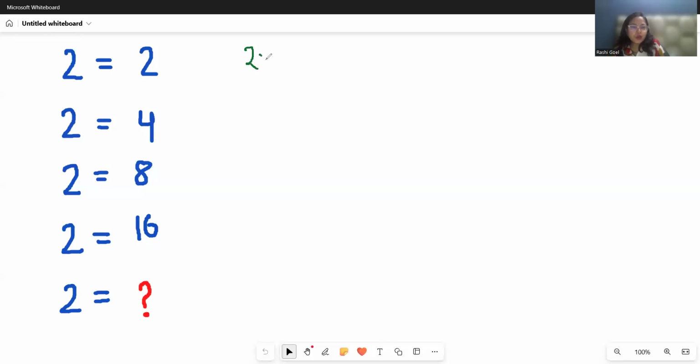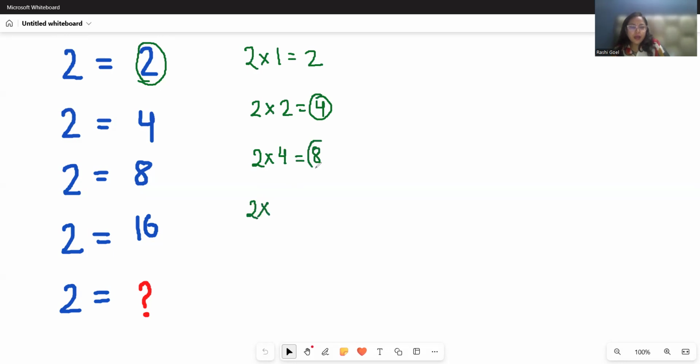Now 2 = 2. So we know that 2 times 1 is 2. Now 2 = 4. How? If I multiply 2 with the answer of the first one, the above one, so it's 2. So 2 times 2 is 4. Now 2 times the answer of the above case, which is 4 here. 2 times 4 is 8. Okay, then 16. The answer multiplied by 2 from the above one, 8, is 16.